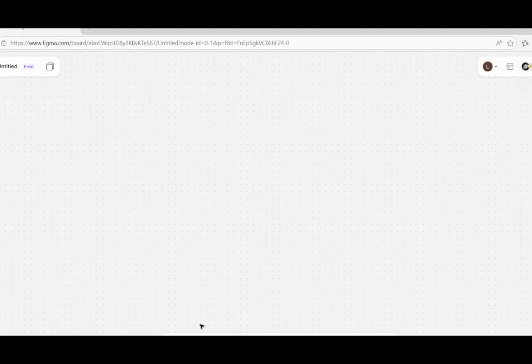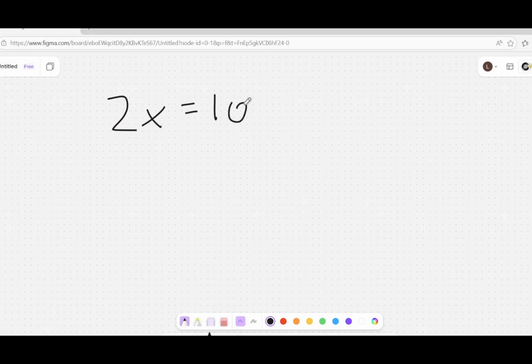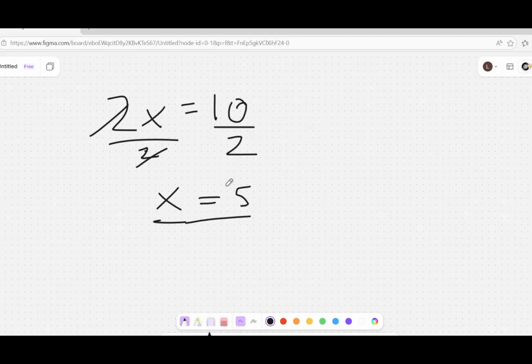I'll just write it here on the board. Okay, let me write it. 2x equals 10. The trick is to isolate this variable. So what we need to do is divide both sides by 2. Just recalling, what we do on the left side we must do as well on the right side. So the 2s cancel out, x will remain and equals 10 divided by 2, which is 5. So x equals 5 is the answer.